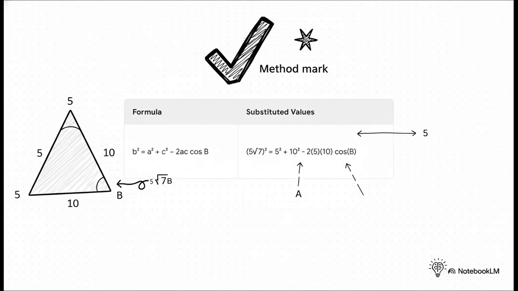The side opposite B is 5√7, so that's what goes on the left. The other 2 sides, 5 and 10, they are a and c. And just for doing that, for getting this substitution right, boom, you've got yourself what the mark scheme calls an M1, a method mark. It's you telling the examiner, hey, I know what I'm doing.